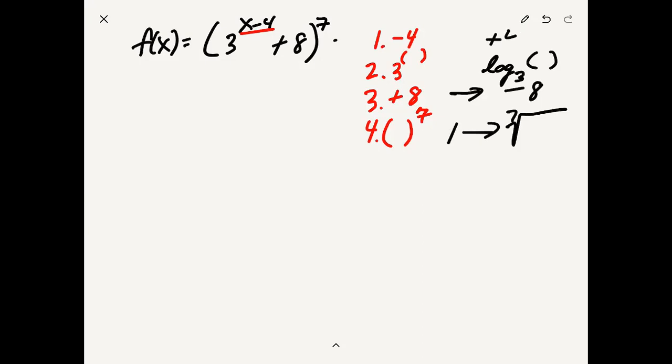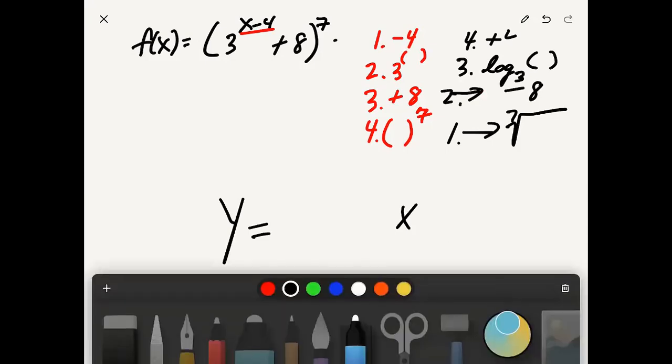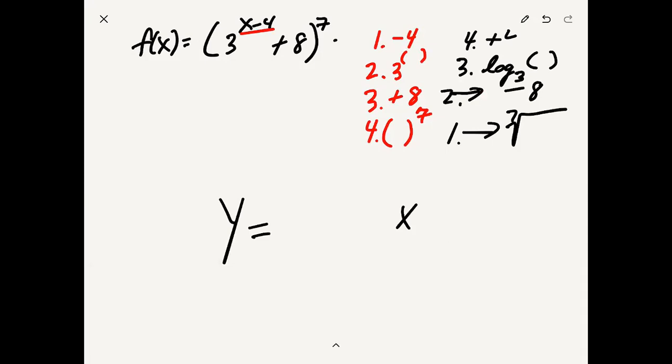So we're going to do this first, this second, this third, this fourth. We're going to start with this. And then we're just going to do what the recipe says. So the very first thing we're going to do is take the 7th root. Then we're going to subtract 8 from that.